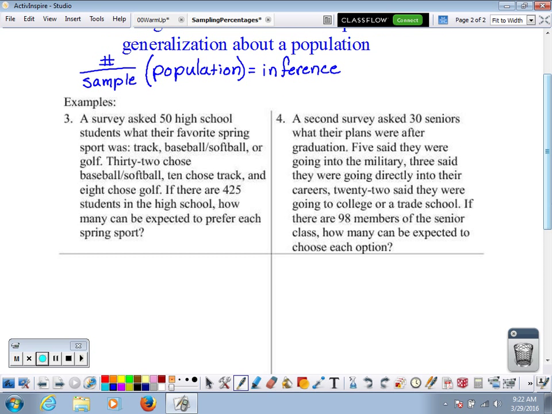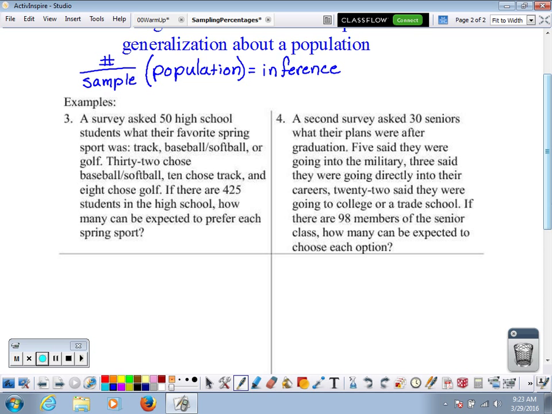A survey asks 50 high school students what their favorite spring sport was: track, baseball or softball, or golf. 32 chose baseball, softball. 10 chose track, and 8 chose golf. If there are 425 students in the high school, how many can be expected to prefer each spring sport?